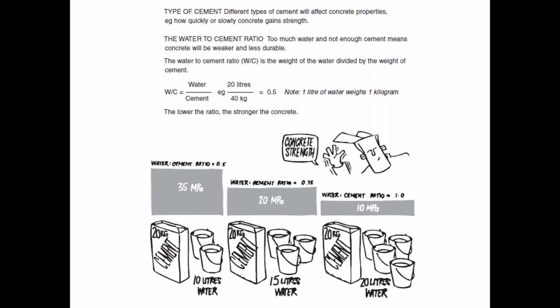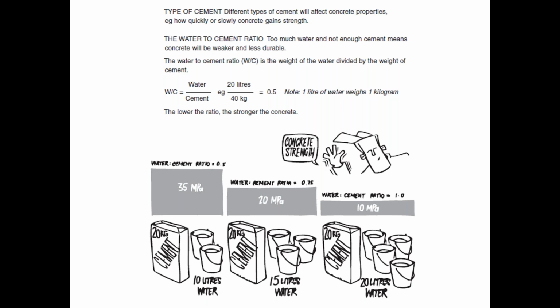The water to cement ratio. So concrete strength is measured by MPa, and the stronger and denser the concrete is, the higher the MPa, which is good for you because that makes it stronger, more durable, and reduces water transfer through it. So you can see the graph down below that you've got 35 MPa concrete, and you've got a 20 kg bag of cement there, and you chuck in a couple of buckets of water.